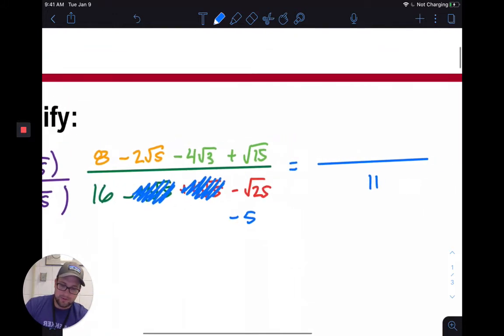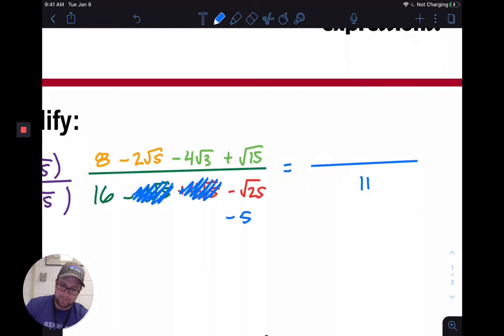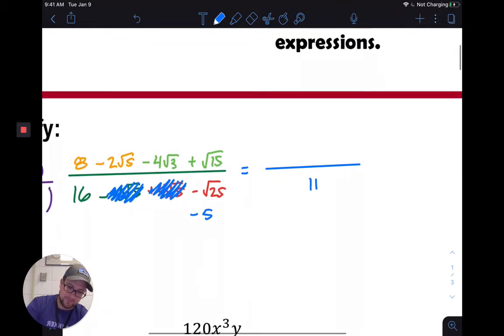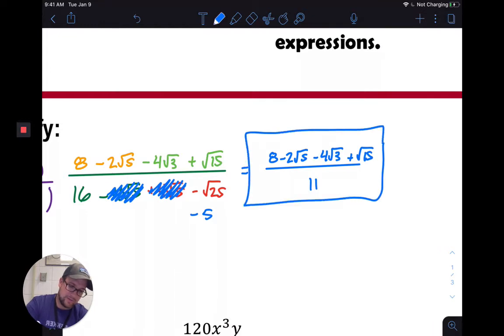Up top is going to look a little bit more complicated. Maybe it looks like actually the top could be as simple as it gets. 8 minus 2 square roots of 5 minus 4 square roots of 3 plus the square root of 15 is actually a good answer. That's as far as we can go.